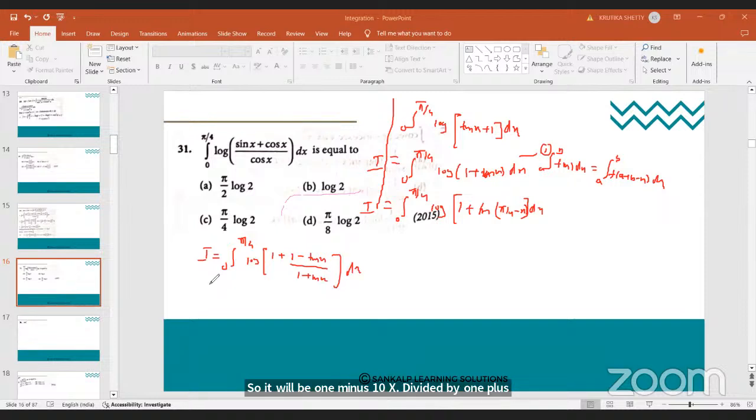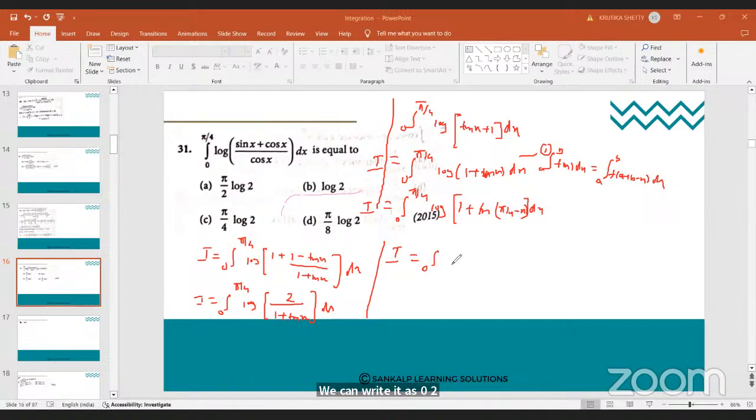Simplifying again, we get I is equal to the integral from 0 to pi by 4. When we take the LCM, we get 1 plus tan x plus 1 minus tan x, so on simplifying we get 2 divided by 1 plus tan x dx. The last step: by using the log, we can write I as the integral from 0 to pi by 4 of log 2 dx, minus the integral from 0 to pi by 4 of log of 1 plus tan x dx.